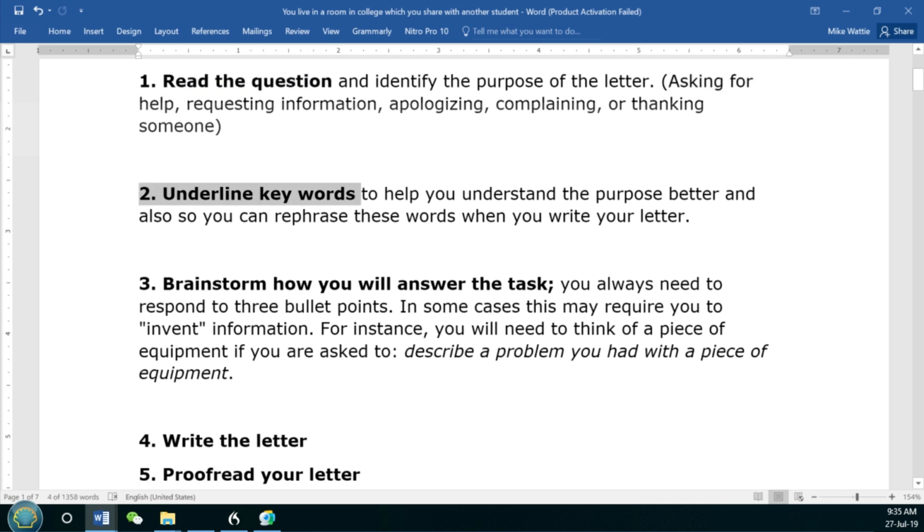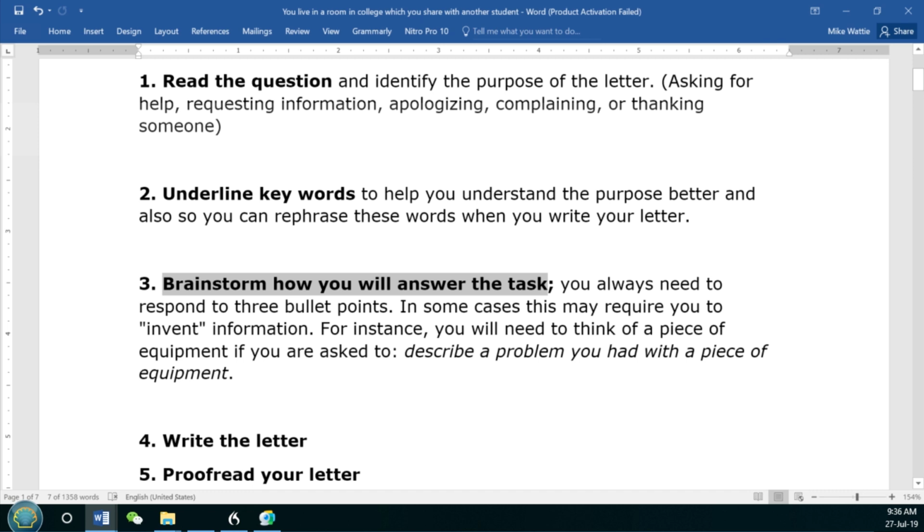Next, I suggest that you underline key words in the task instructions. This serves 2 purposes. 1, to make sure you understand the instructions. 2, to rephrase these key words so that when you start writing your letter, you'll be able to show your talent in paraphrasing given words to the examiner. This is very important for getting a high score for lexical resource. Paraphrasing is one of the indicators.